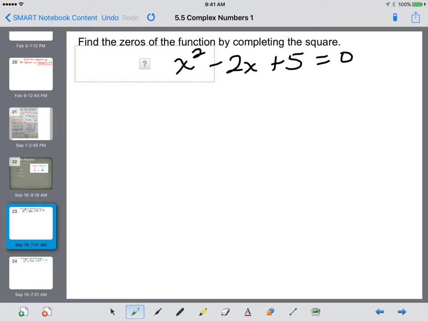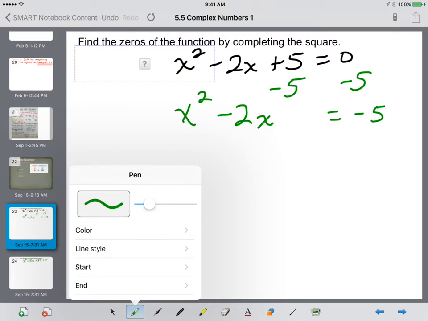Let's find the zeros of this function by completing the square. The very first step is to remove any constants to the right side if necessary. Right now I see plus 5 on the left side. We need to move it over to the right. So I'm going to start this process by subtracting 5 on both sides. Now remember, we need to leave space for what we're going to add on both sides.